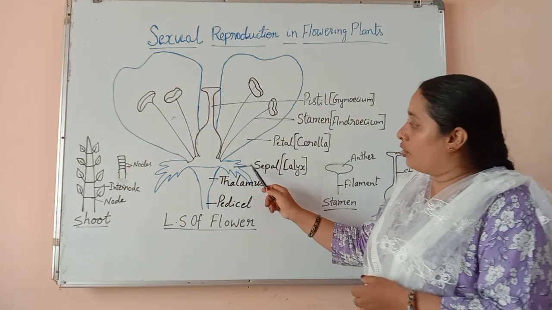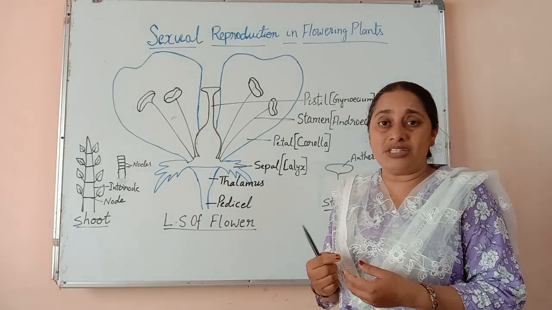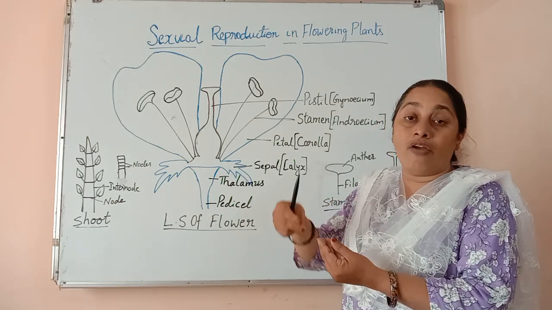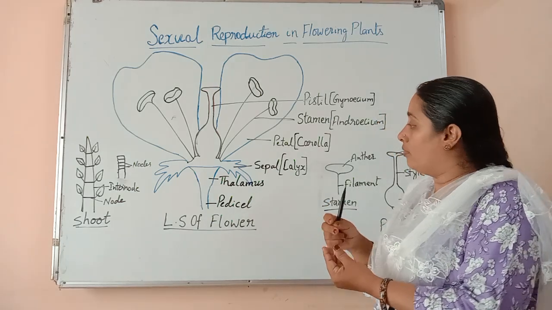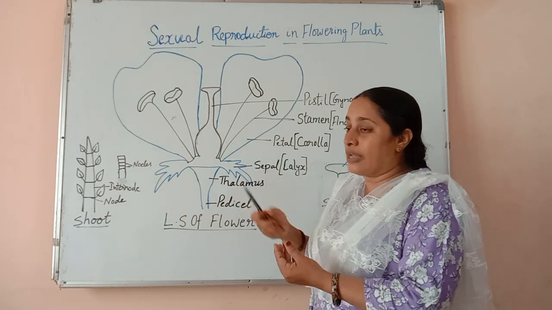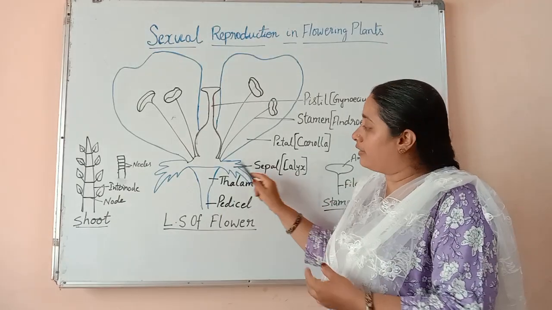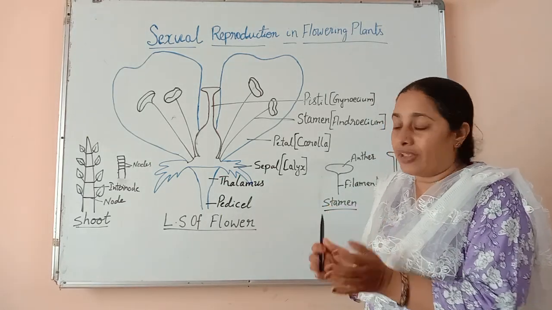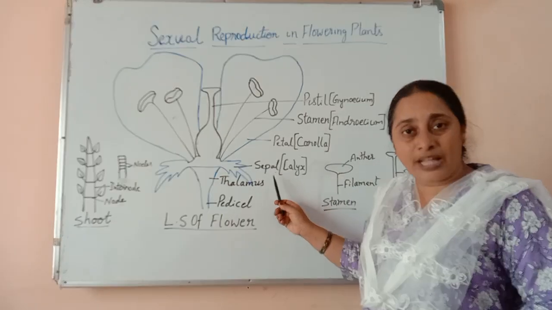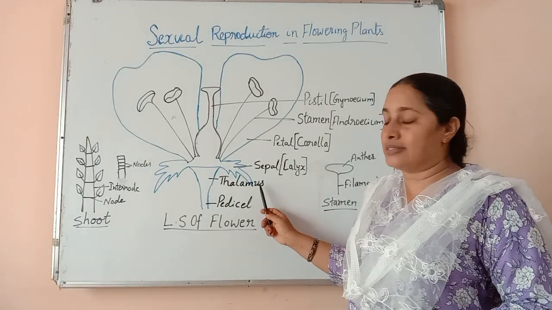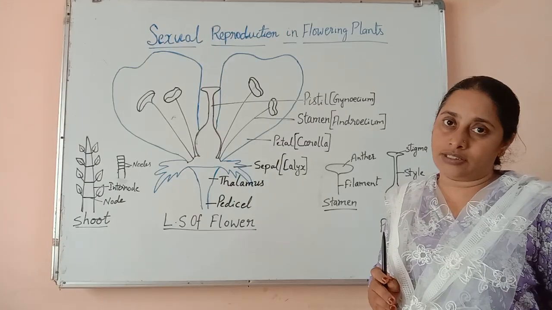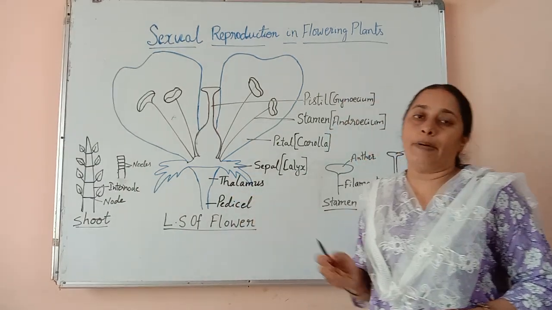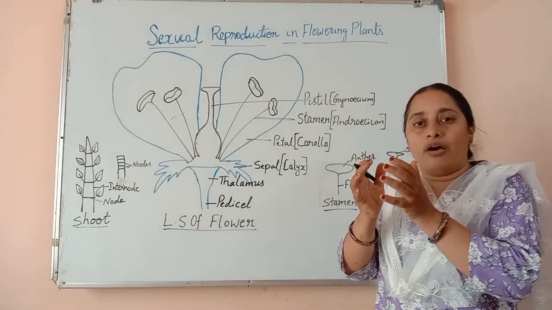Similarly, the sepals are not present as a single sepal. They will be in a ring or a whorl. A whorl or ring of sepals is found on the thalamus as the first layer or first whorl, and this whorl of sepals is called calyx.